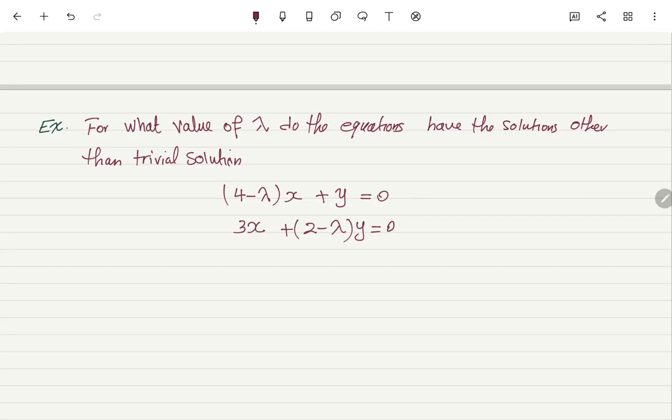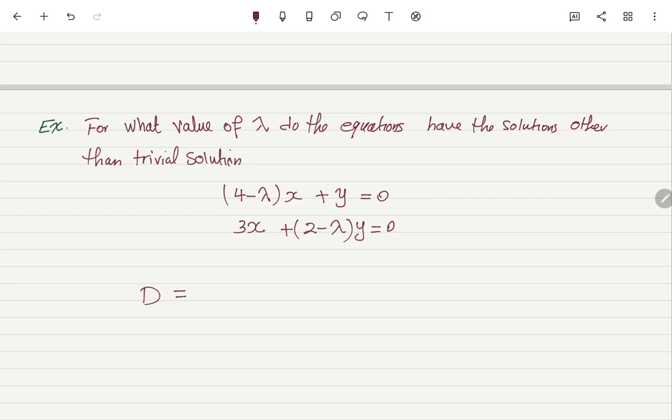Now let's have this example. For what value of lambda do the equations have solutions other than trivial solutions? For these equations here, we would like to find the values of lambda in such a way that these equations will have solutions other than trivial solutions.